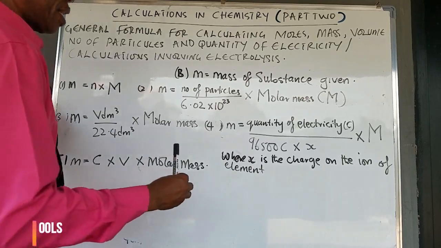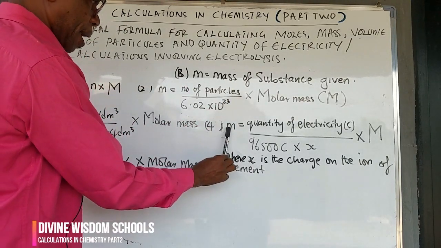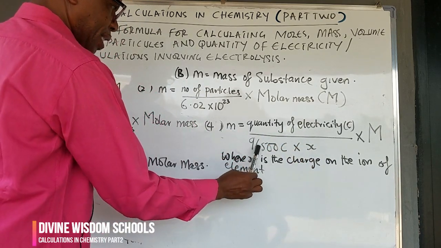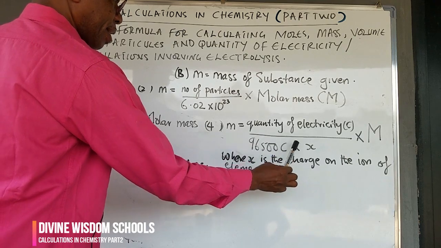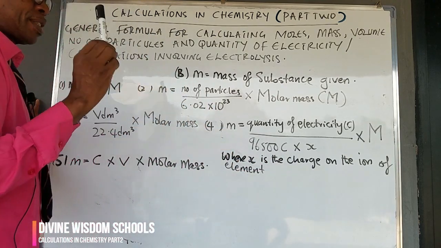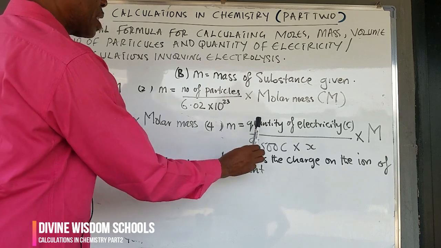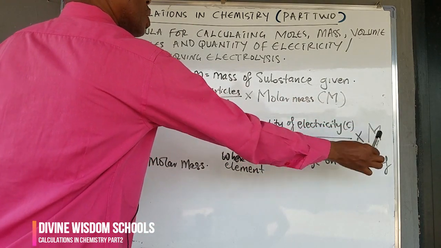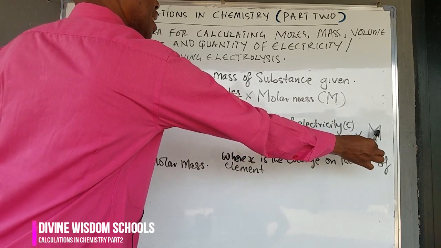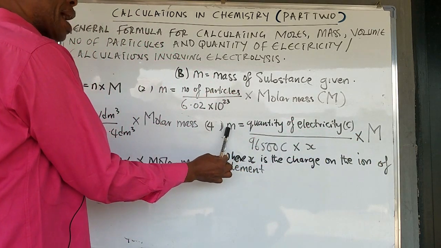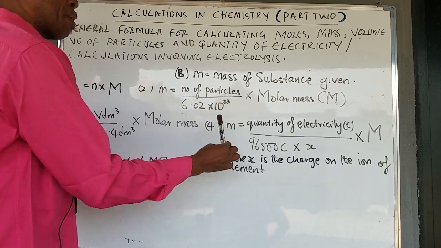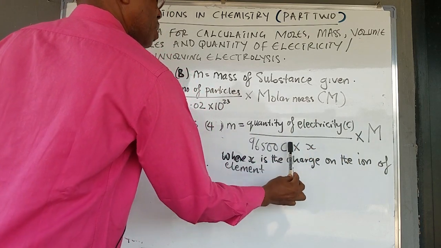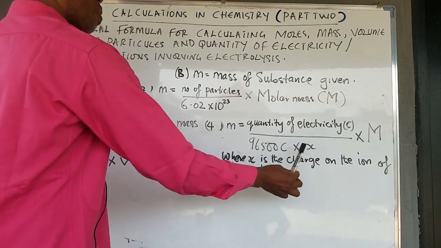Now, when you look at the case of electrolysis, M is equal to the quantity of electricity in coulombs over 96500, which is 1 Faraday, times X. Now, the previous formula I gave you, N, was the same thing. The only difference is that there is no molar mass. So the molar mass appeared at the end here because I'm talking about mass. But if I'm talking about number of moles, I don't need the molar mass if I have these two values given to me. Remember also what X is.